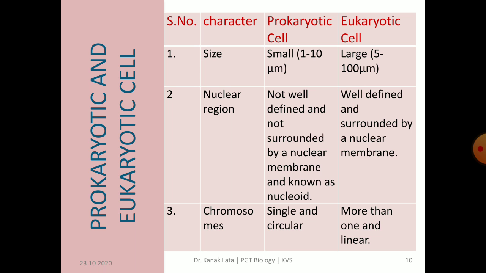In a prokaryotic cell, the nuclear region is not well defined and not surrounded by a nuclear membrane, and is called the nucleoid. Whereas in a eukaryotic cell, there is a well-defined nuclear region surrounded by a nuclear membrane. The chromosome in a prokaryotic cell is single and circular. This is very important. In a eukaryotic cell, there is more than one chromosome and they are linear.